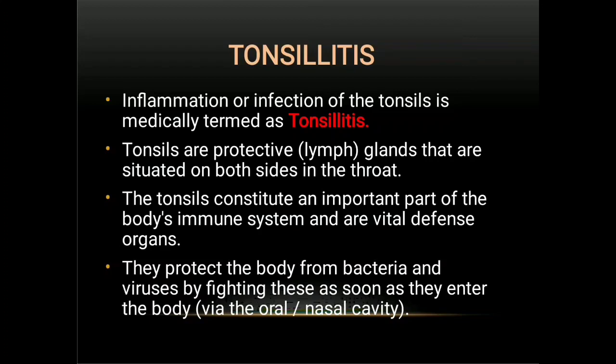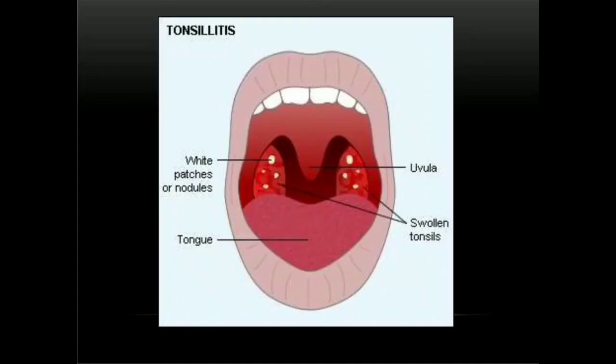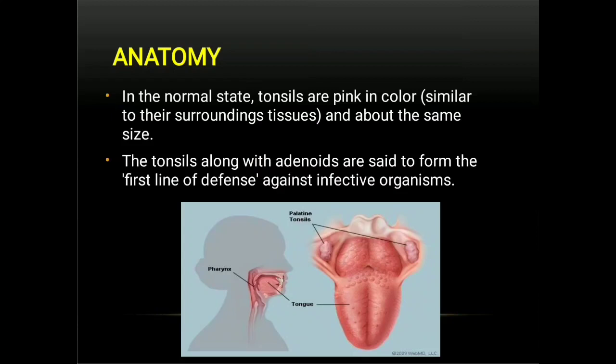Tonsils are protective lymph glands that are situated on both sides in the throat. The tonsils constitute an important part of the body's immune system and are vital defense organs. They protect the body from bacteria and viruses by fighting these as soon as they enter the body via oral or nasal cavity. This is tonsillitis as shown. White patches or nodules, and the uvula is inflamed and tonsils are swollen.